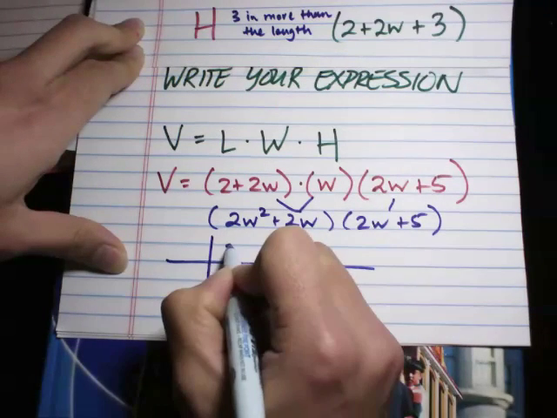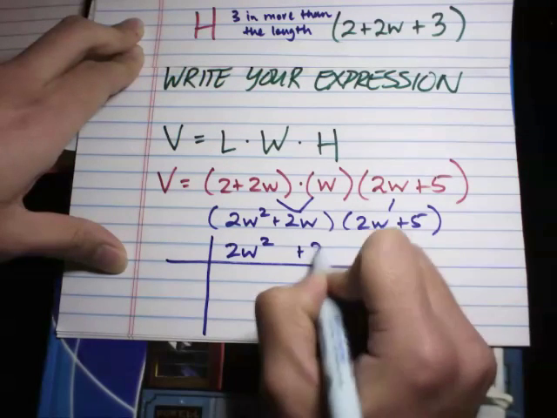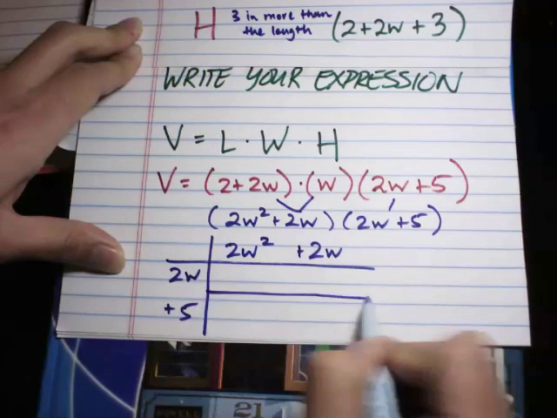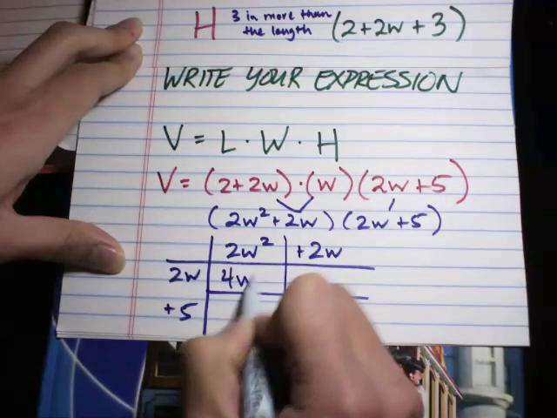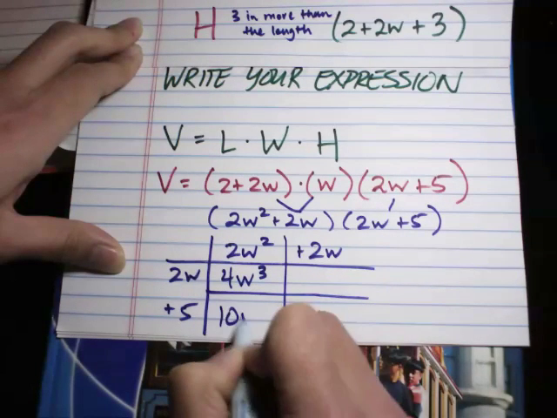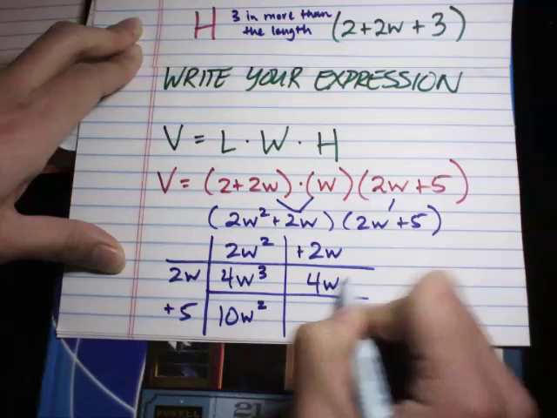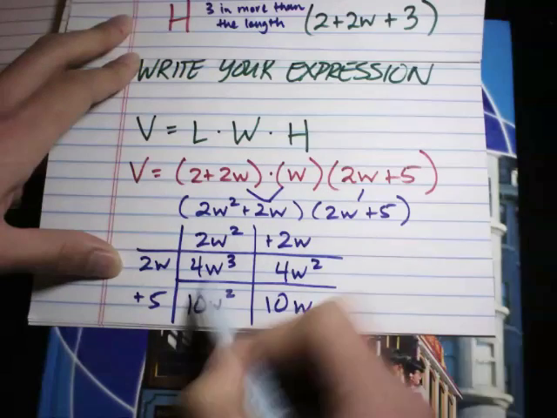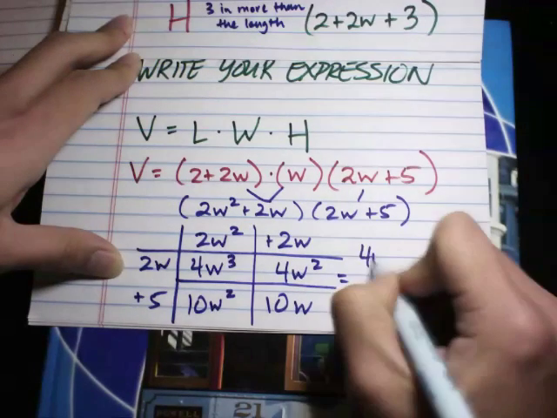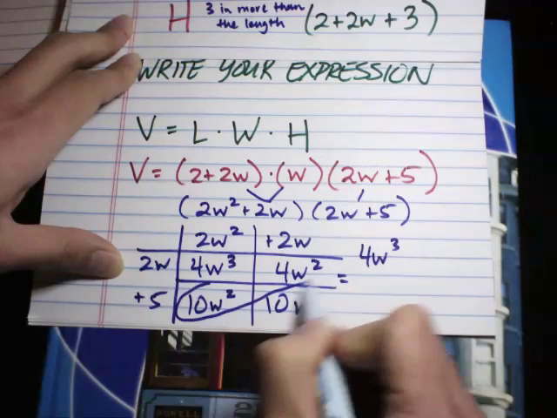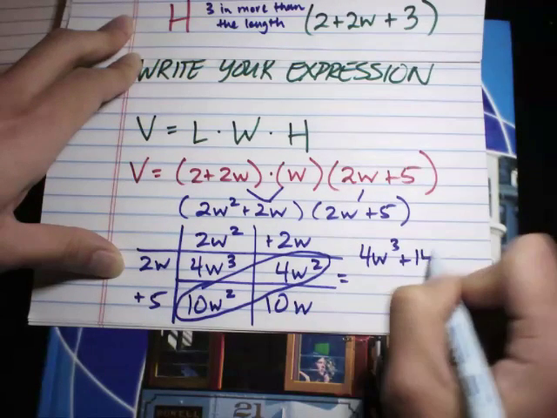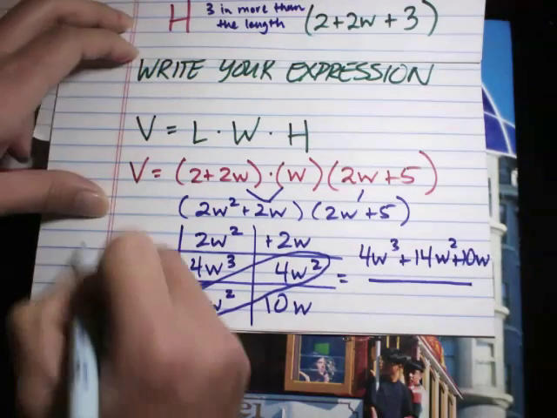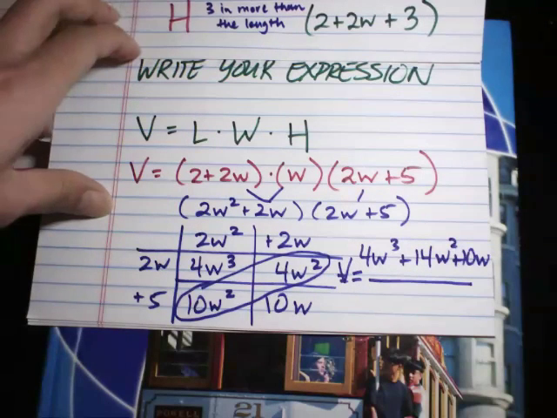You have 2w squared, and then a positive 2w here, and a positive 5. Set this up, and you should have 4w cubed and 10w squared, 4w squared, and 10w. Simplifying, you should have 4w cubed, and you know that these are common terms, plus 14w squared, plus 10w. So the volume would be represented by this expression.